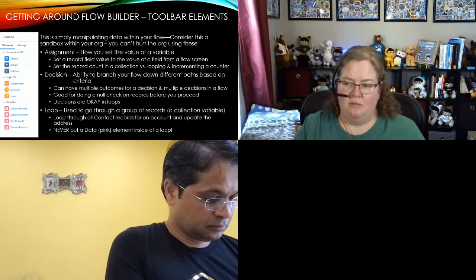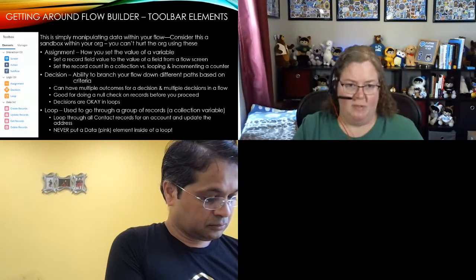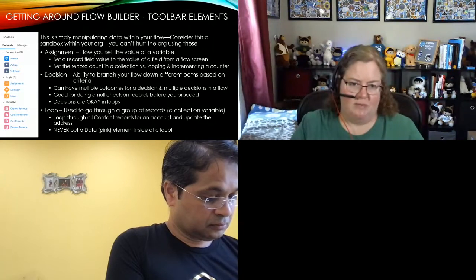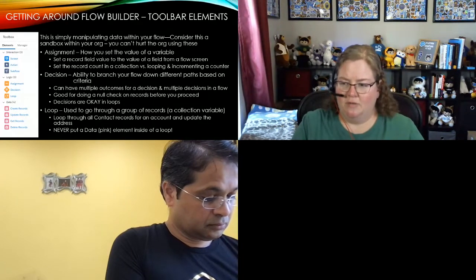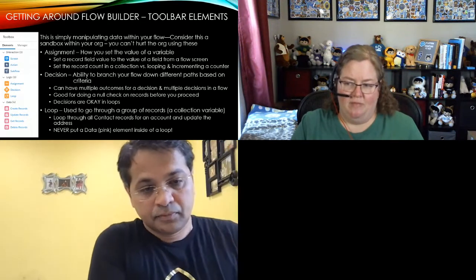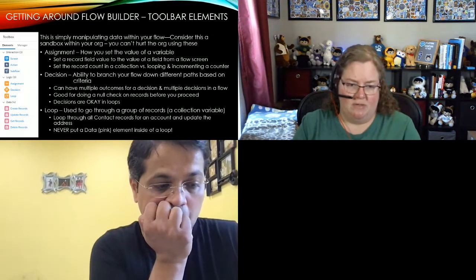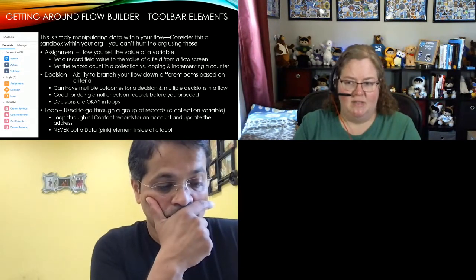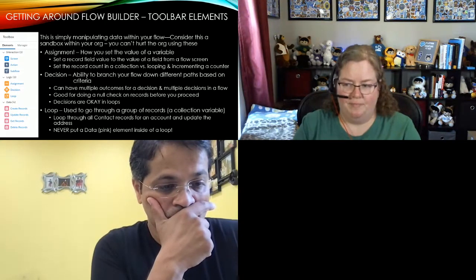So a loop then is used to go through a group of records, which is a collection variable. So you have a variable that can hold one thing, or you can have a collection variable that can hold any number of things that could be one or more. So if you don't know if you're going to get one or more records back, the collection variable is usually a good thing to use, and we'll talk through that a little bit. For example, if we wanted to loop through all the contact records on an account, which we'll actually do today, and update their address, that is something that you would use a loop for.